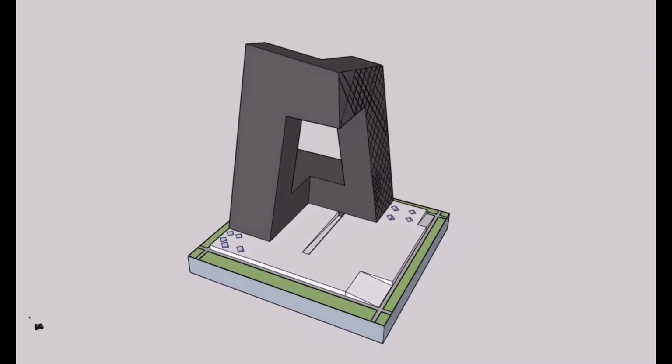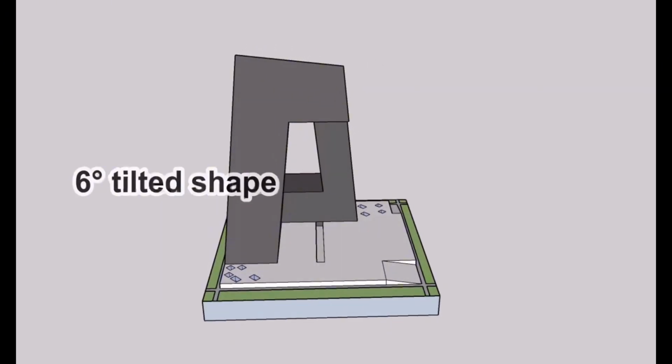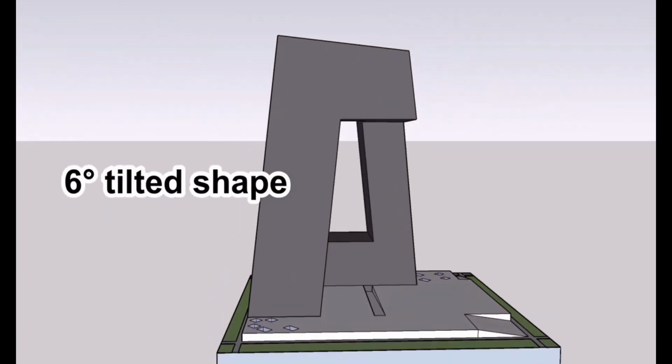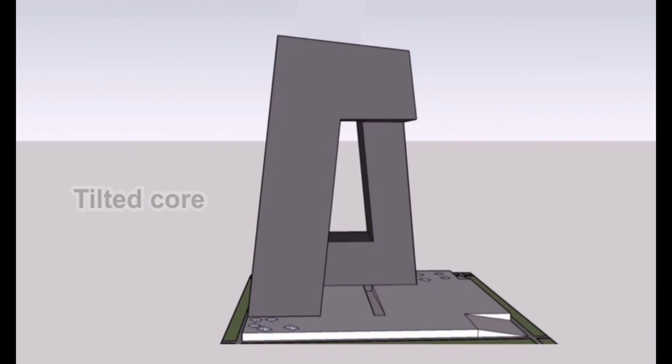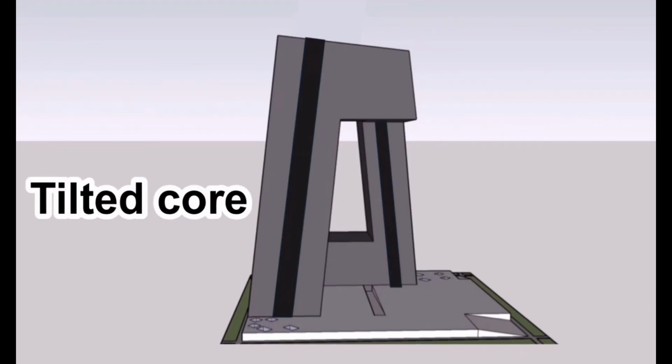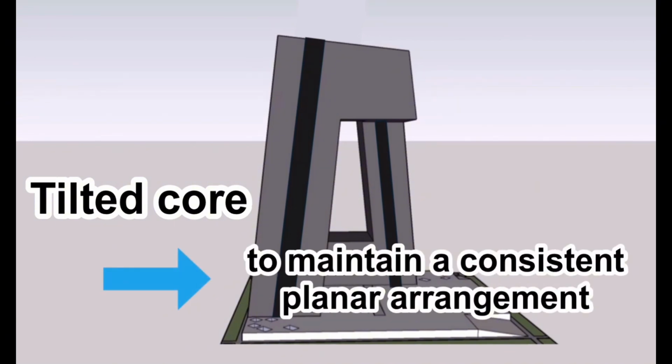The tower part of CCTV headquarters has a 6-degree tilted shape. OMA considers the tilted core structure to reflect this tilted shape in the initial design stage to maintain a consistent planar arrangement. However, the tilted core structure has some problems.